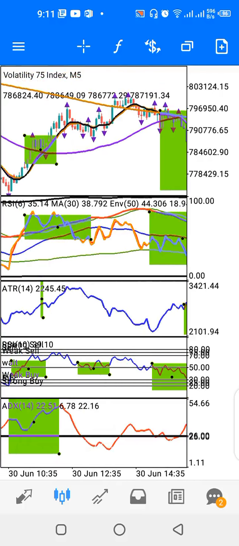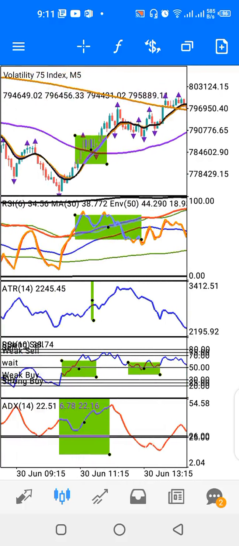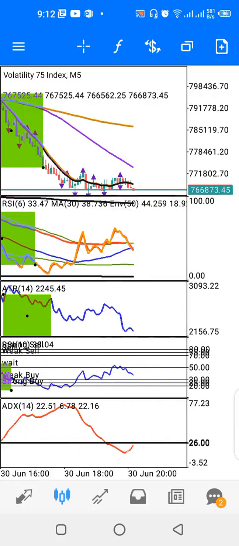Okay, so as much as you can combine the settings of 2 or 3 or 4 or all the windows together, then you can easily generate signals and then scalp some profits while trading volatility 75 index.